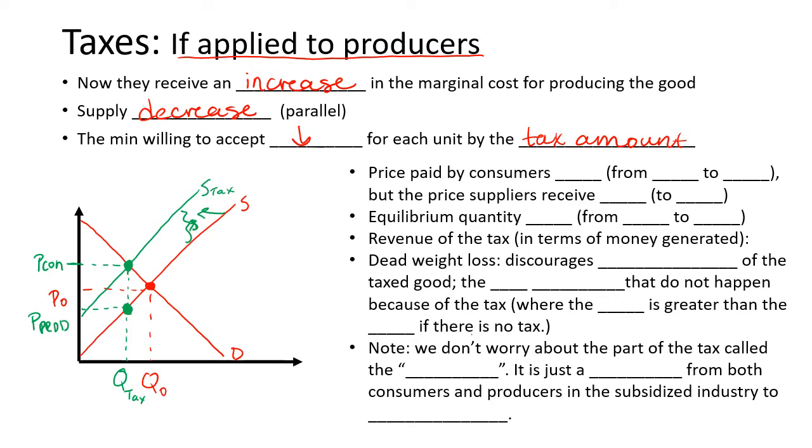If we want to compare what's happening in our graph, we can see the price paid by consumers is going to rise because it goes from P0 to that P con. So after taxes, consumers pay higher prices, but suppliers receive lower prices. It falls specifically to what we have labeled as P producer. Our equilibrium quantity is also falling. It goes from Q0 to Q tax.